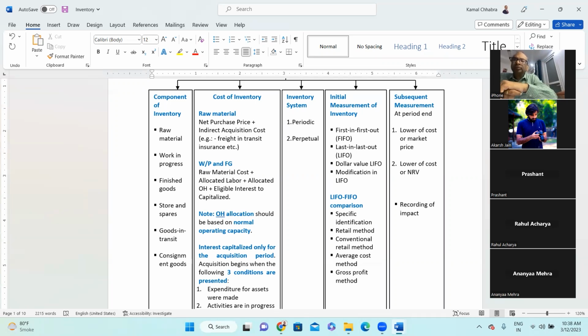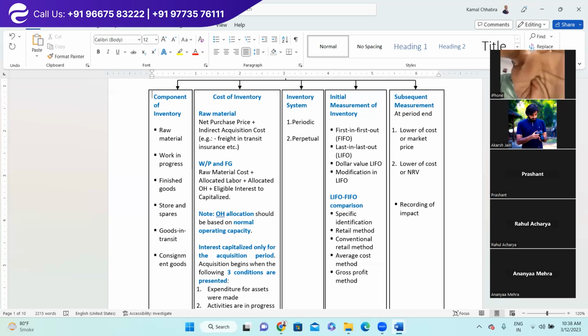Second is work in progress and finished goods. So for the work in progress, you will be adding raw material cost, which we have calculated above, plus allocated labor cost, plus allocated overhead, plus eligible interest to capitalize. We'll be discussing that eligible interest to capitalize, but at a high level, what is allocated labor or allocated overhead? Any idea how we calculate them?